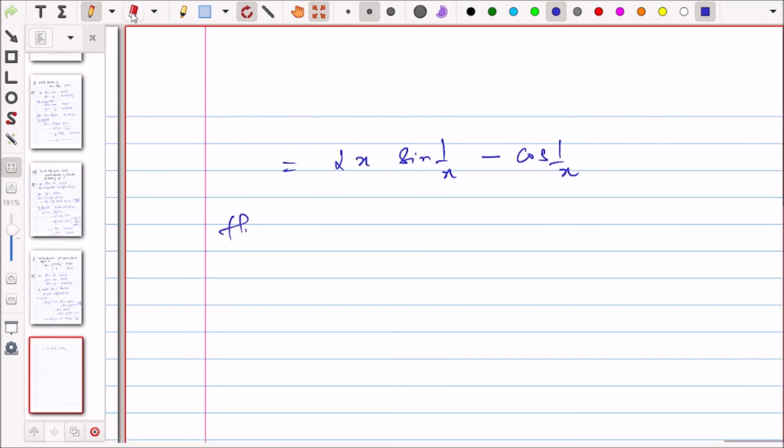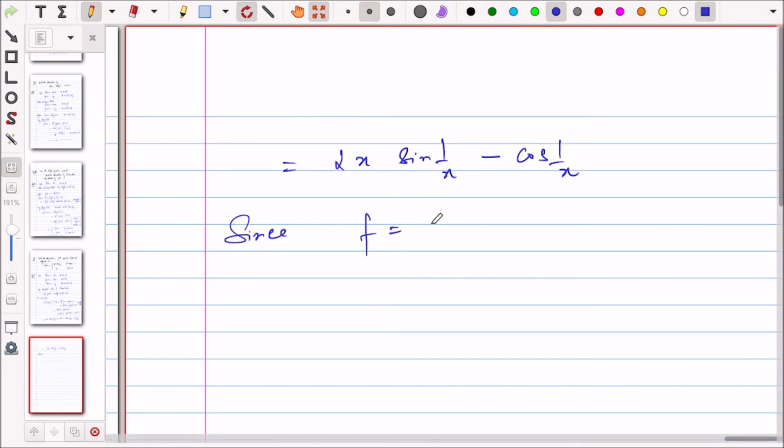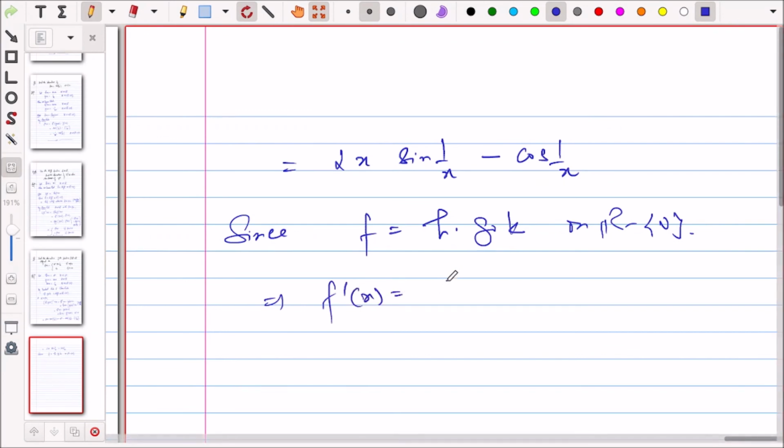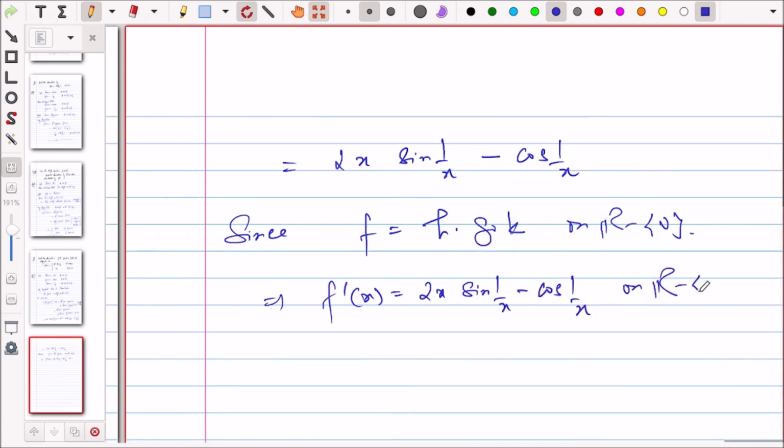So hence now, since our f was equal to h dot gok on R minus 0, this implies f'(x) is equal to 2x sine 1 by x minus cos 1 by x on R minus 0, okay. Is it fine?